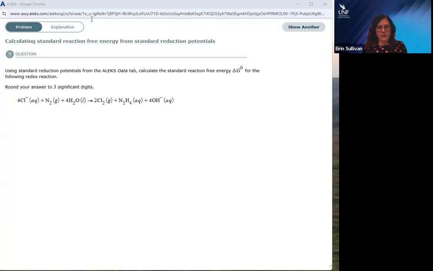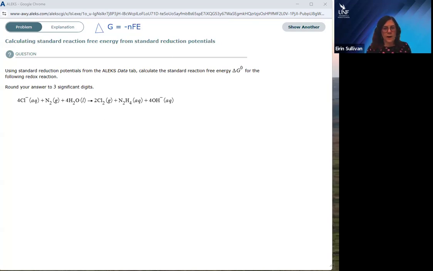Calculating standard reaction free energy from standard reduction potentials. So essentially, this is getting us to use the expression. I'm going to have to draw a delta here, a delta G under standard conditions. Delta G standard equals minus N F, where F is the Faraday constant, and then E for the cell.